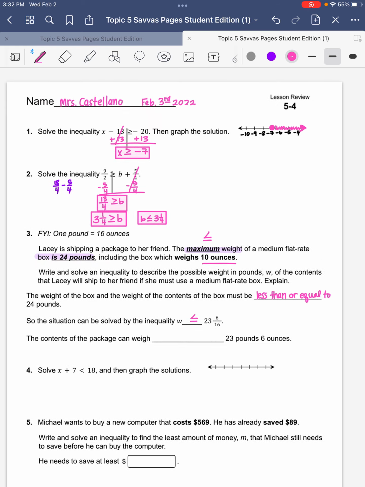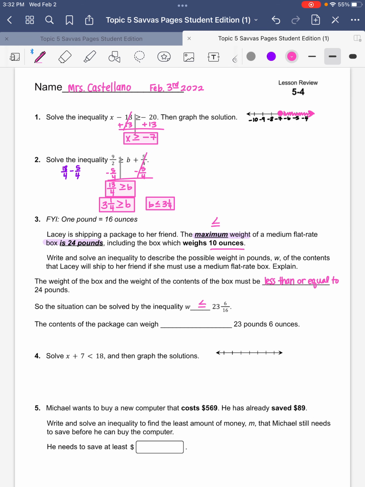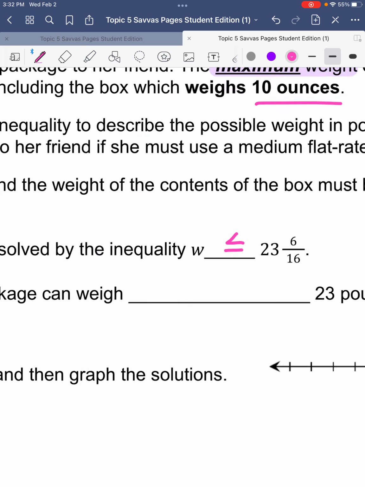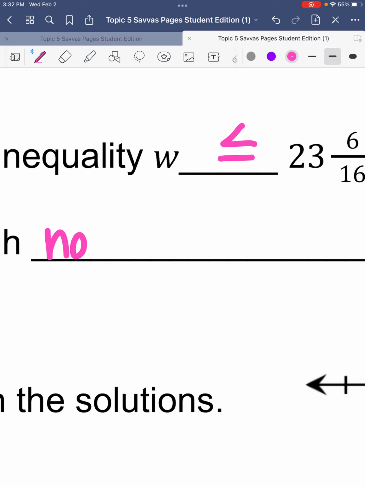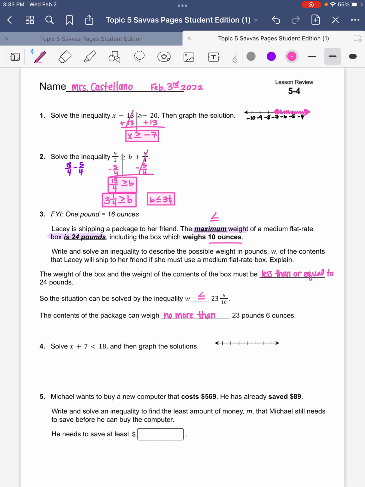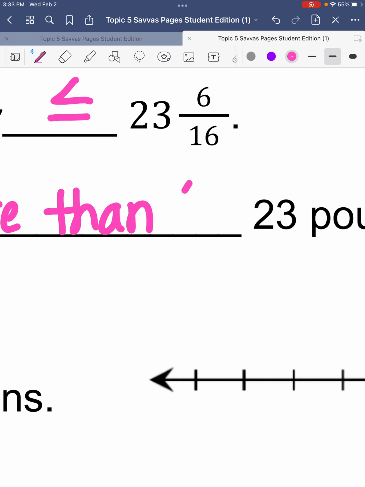Okay, so that means the contents of the package can weigh no more than 23 pounds, 6 ounces. So I think no more than is a good phrase here. You could have said less than or equal to 23 pounds, 6 ounces, but we're just using another phrase. You could have also said at most. At most would have been another good phrase.